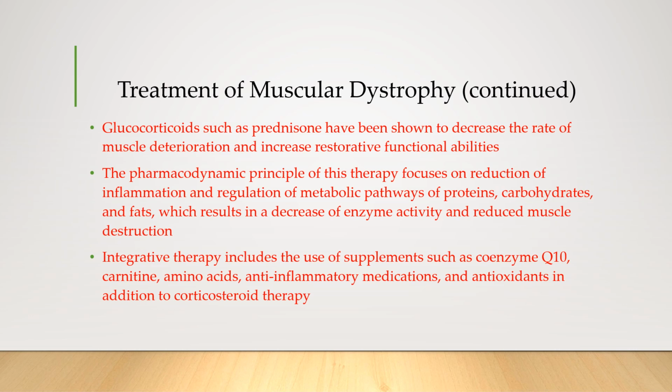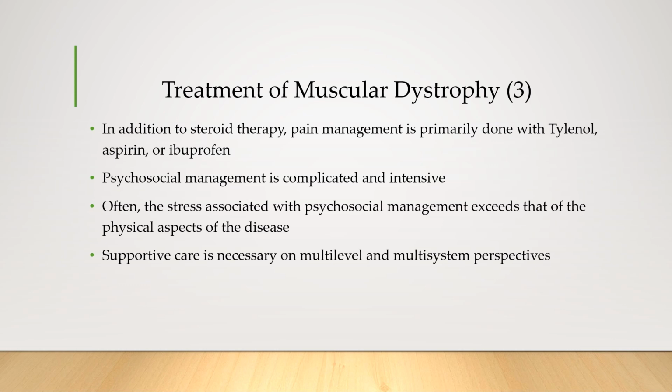Integrative therapies include the use of supplements such as coenzyme Q10, carnitine, amino acids, anti-inflammatory medications, and antioxidants, in addition to corticosteroid therapy. In addition to steroid therapy, pain management is primarily done with Tylenol, aspirin, or ibuprofen.